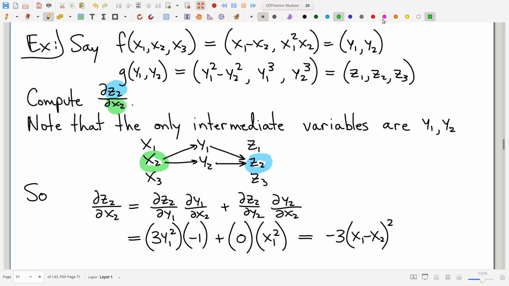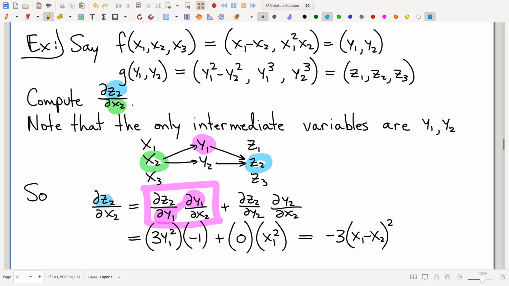I have two different intermediate variables corresponding to the fact that there are two paths along which changes in x2 can contribute to changes in z2. And therefore I have two terms in my resulting chain rule. And just to color code things a little bit more explicitly, let's see here. This intermediate variable gives rise to that term.